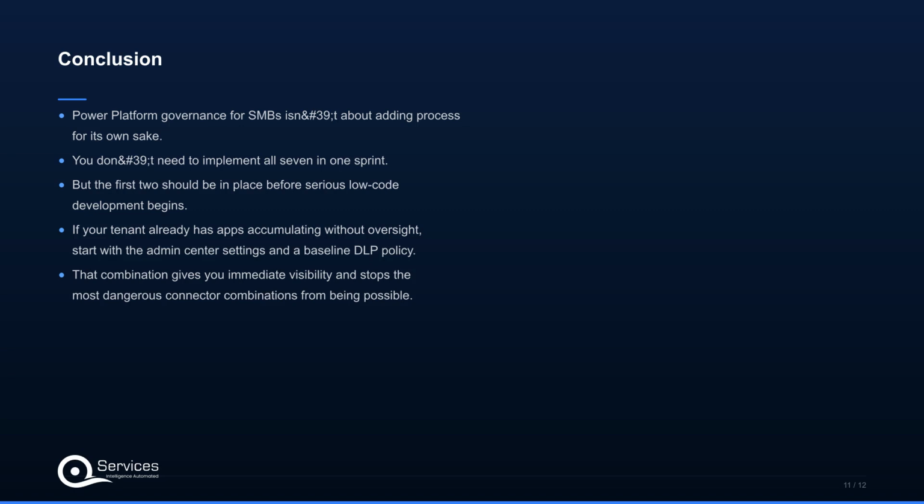If your tenant already has apps accumulating without oversight, start with the Admin Center settings and a baseline DLP policy. That combination gives you immediate visibility and stops the most dangerous connector combinations from being possible. The rest of the Microsoft Power Platform governance framework follows from there. The alternative is discovering these gaps during an audit rather than on your own terms, and that's a much more expensive place to start.